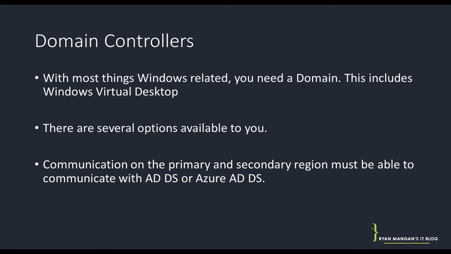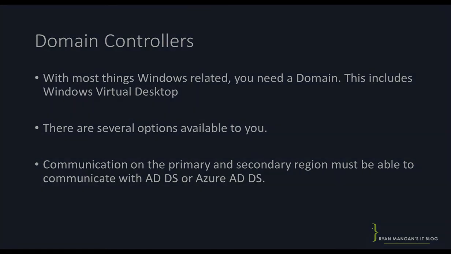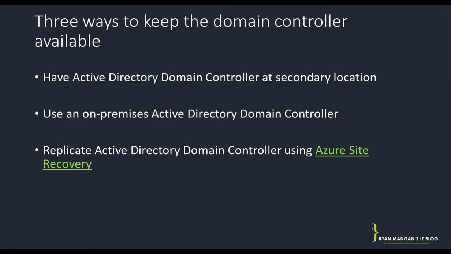So here are some of the scenarios and ways of deploying Active Directory available to you today with Windows Virtual Desktop. First of all, you can have an Active Directory domain controller in a second location. That means you could deploy one and leave it running, continually updating between different sites. You can link an on-premises Active Directory domain controller using VPN or an ExpressRoute. Or you could just replicate an Active Directory domain controller using Azure Site Recovery, ASR, as you've seen in the previous demo.